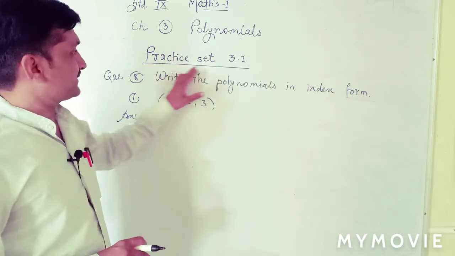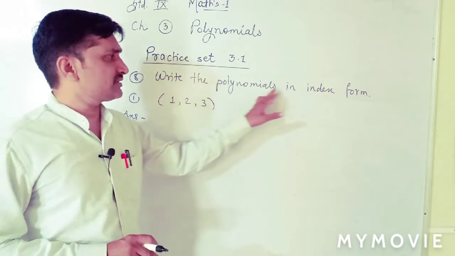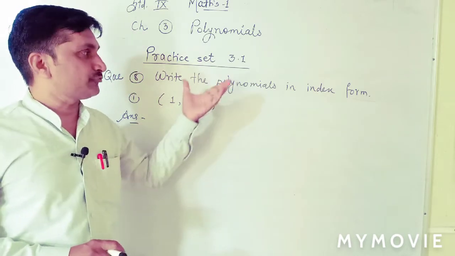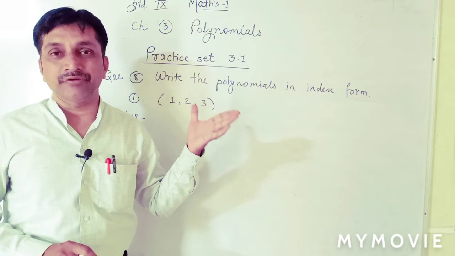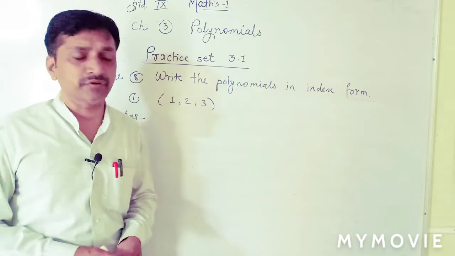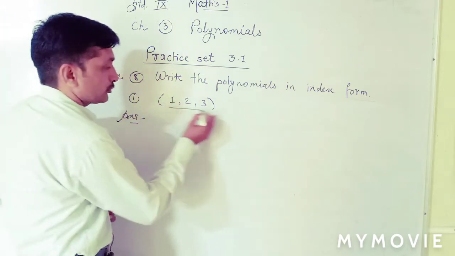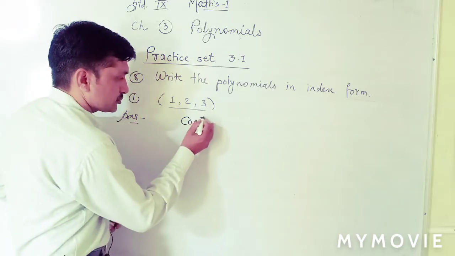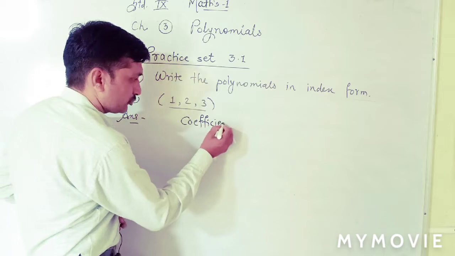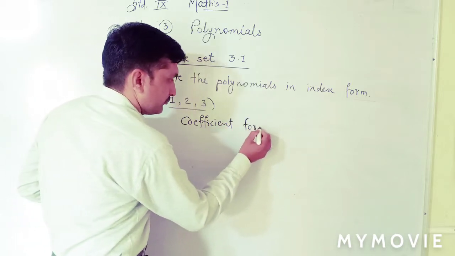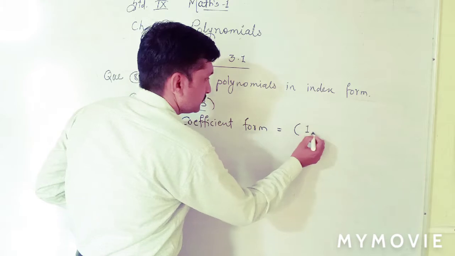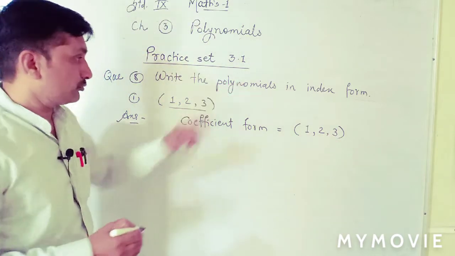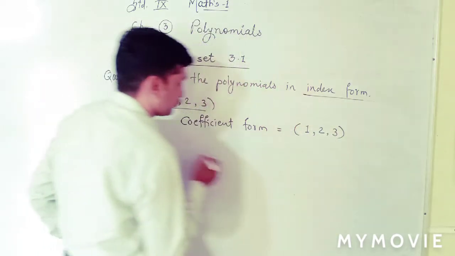Number 8 of practice set 3.1 is, write the polynomials in index form. We have to write it in index form, but for that we need a variable, therefore generally we take x as the variable. Here only numbers are given, meaning this is coefficient form, therefore in the solution we first write coefficient form. Coefficient form is 1, 2, 3. These are the coefficients. Now let's write this in index form.